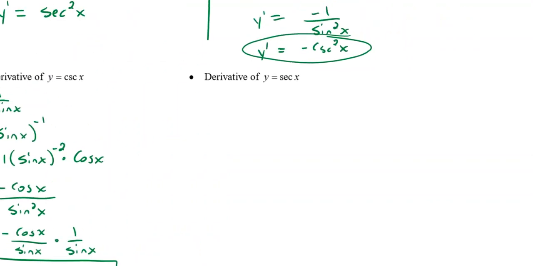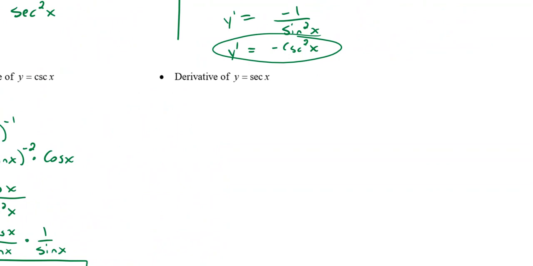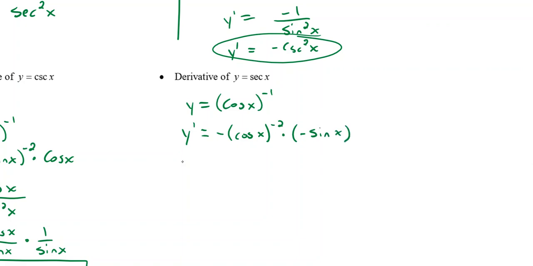Okay, last one, so secant. We're going to rewrite this as y is equal to, I'm going to skip a step, cos x to the negative 1. Then taking the derivative, y prime would be negative cos x to the negative 2, and then times the derivative of the inside, which would be negative sine x. So y prime is sine x over cos squared x.